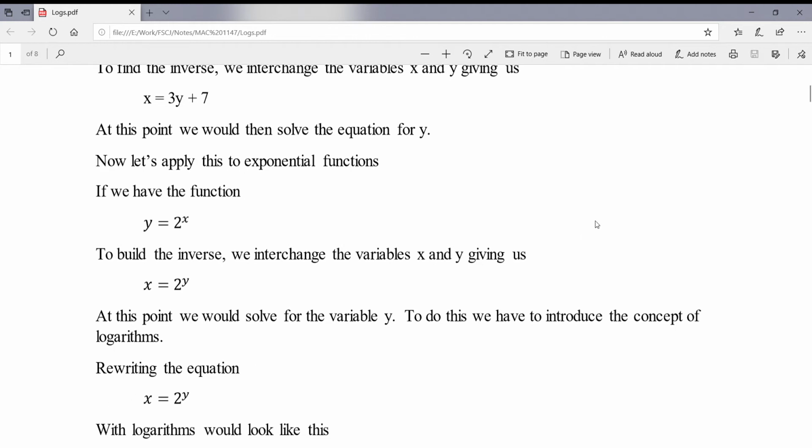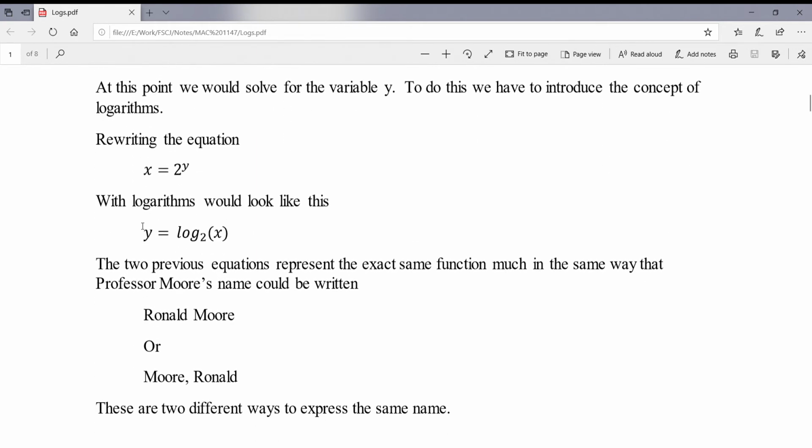Rewriting the equation, x is equal to 2 to the y power, with logarithms would look like this. Y is equal to log base 2 of x. The previous two equations represent the exact same function, much in the same way that Professor Moore's name can be written Ronald Moore or Moore, Ronald. Two different ways to express the same name. Two ways to express the same function.